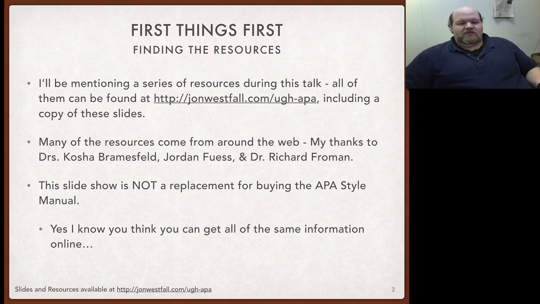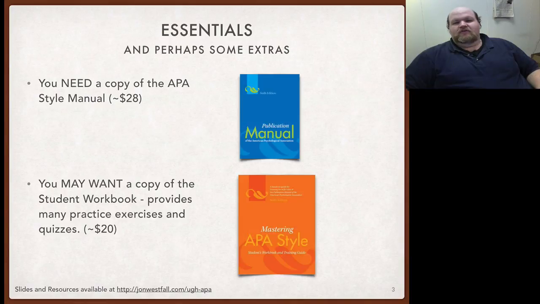And like I put here, the slideshow is not a replacement for buying the APA style manual. Yes, I know you think you can get all of the same information online. Yes, there are some great resources online, a lot of them that I talk about, but you do need to get yourself a copy of the APA manual. It only costs around $26 on Amazon. It's not a huge purchase. You can get a copy like I have that's spiral bound, so it lays flat on your desk. You can use it when you're writing your papers, but you do need to get one of those.